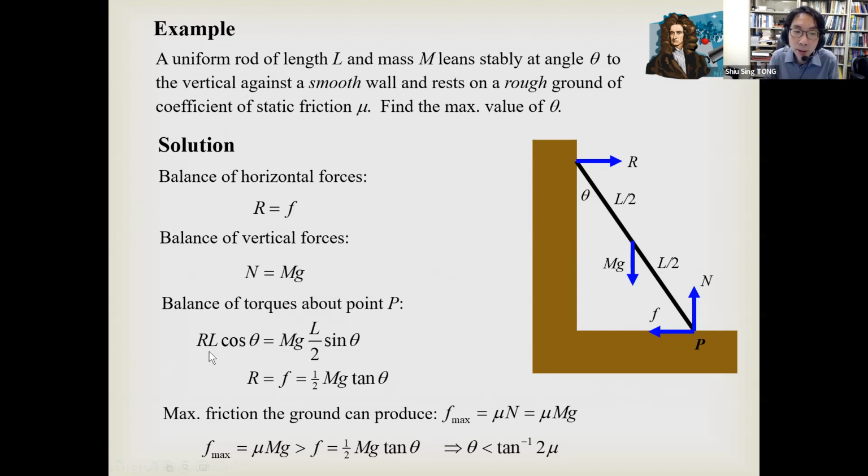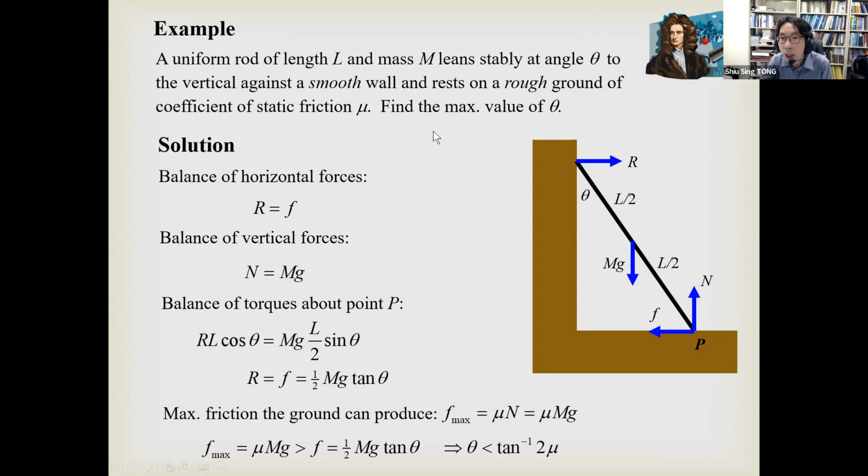And the clockwise moment balancing the counterclockwise moment, we have this equation. And so from this equation, I can easily find that R is equal to half mg tangent theta. Simply follows from this equation. And since from the first equation I have R equal to F, the frictional force F is also equal to half mg tangent theta.